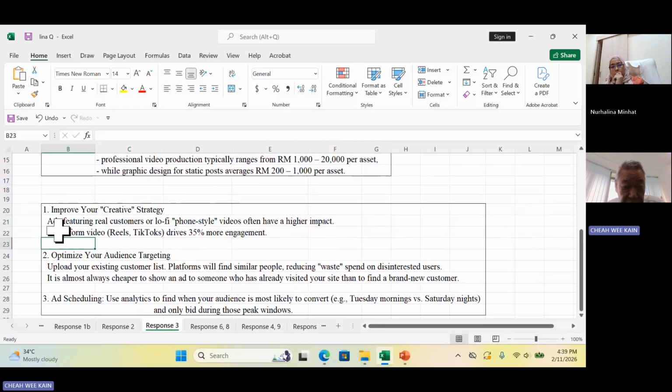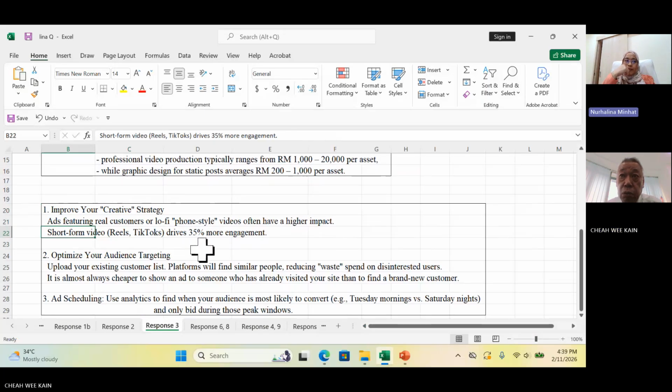And the other one is short form video, reels and TikToks. Because if you're putting a long video, people switch channel, right? Short video will have roughly 35% more engagement. Don't think about making your advertisement more than 15 seconds, people change channel already. A 10-second burst will be just nice.